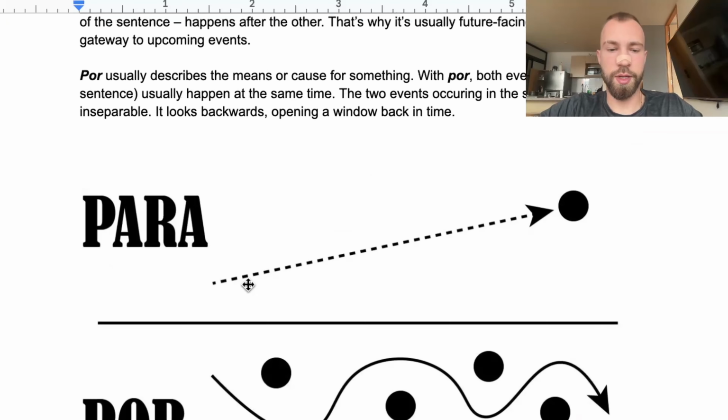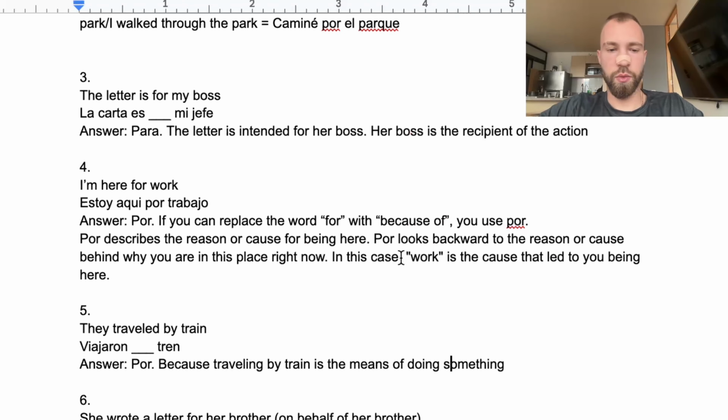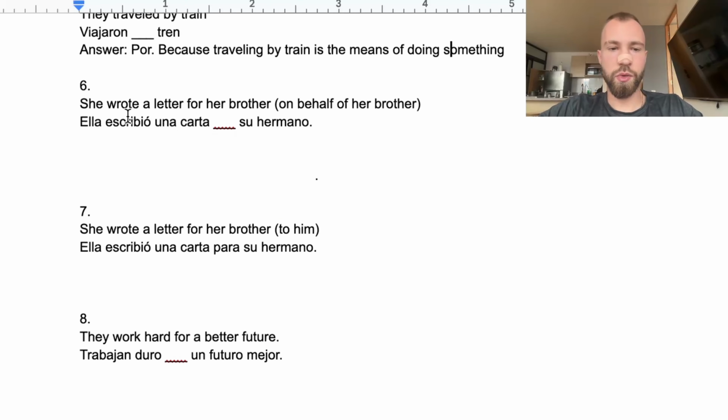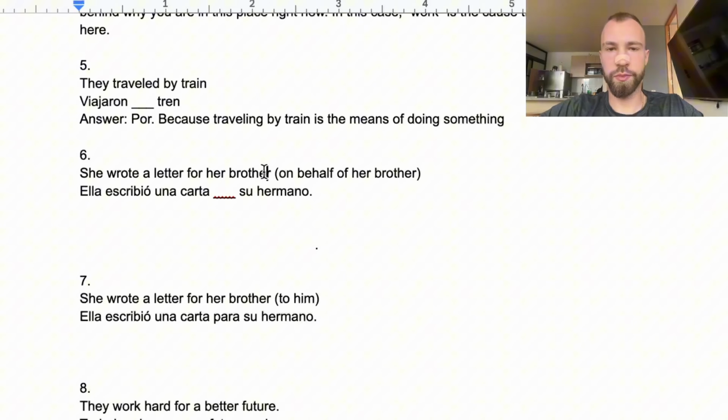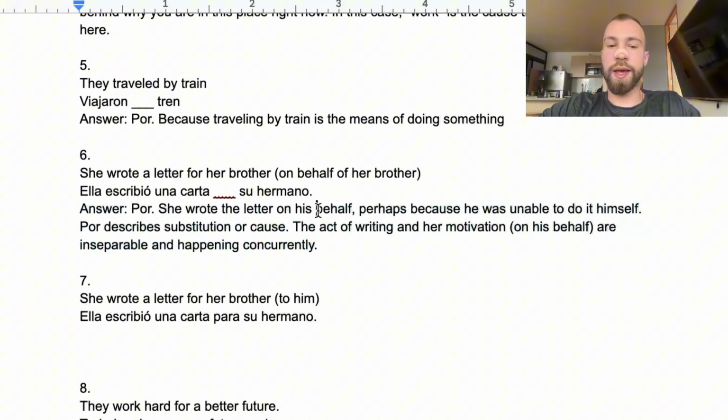So remember, going back to this image, you traveled by train. Wouldn't make sense to use para. Next one, she wrote a letter for her brother. So for her brother as in on behalf of her brother. So her brother maybe has a broken hand, he can't write the letter, so she wrote the letter for him. Would that be por or para? Ella escribió una carta, a letter, para su hermano or por su hermano. It would be por in this example. She wrote the letter on his behalf, perhaps because he was unable to do it himself.